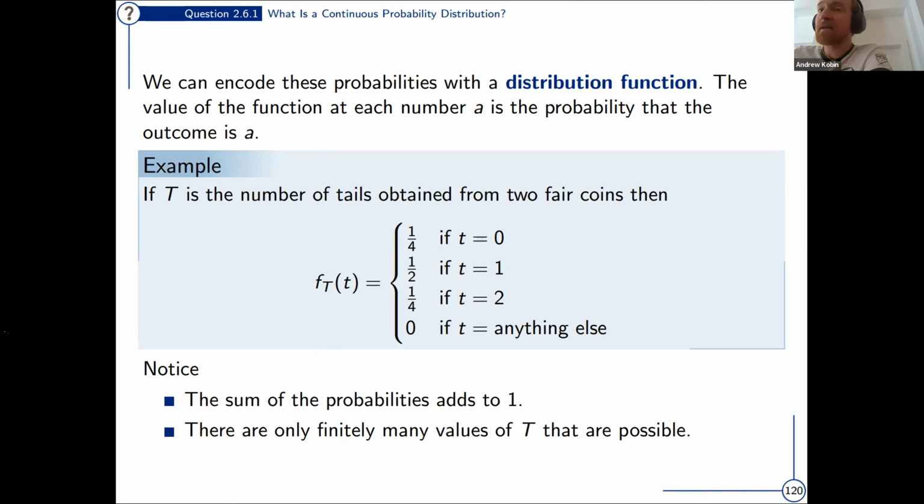Either we get both heads, one of each, and there are two ways of doing that, or both tails.